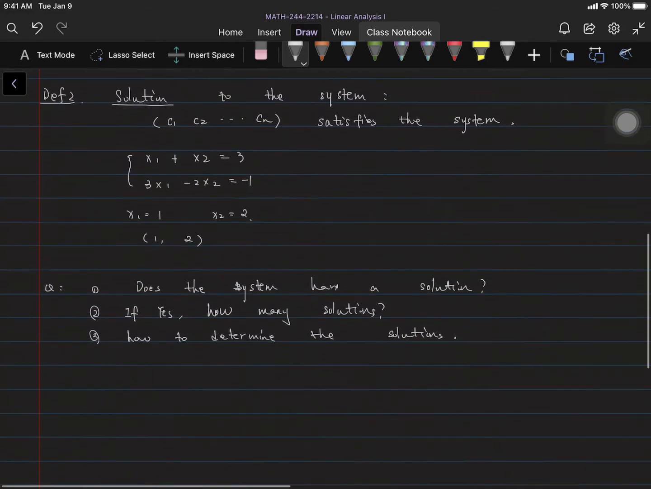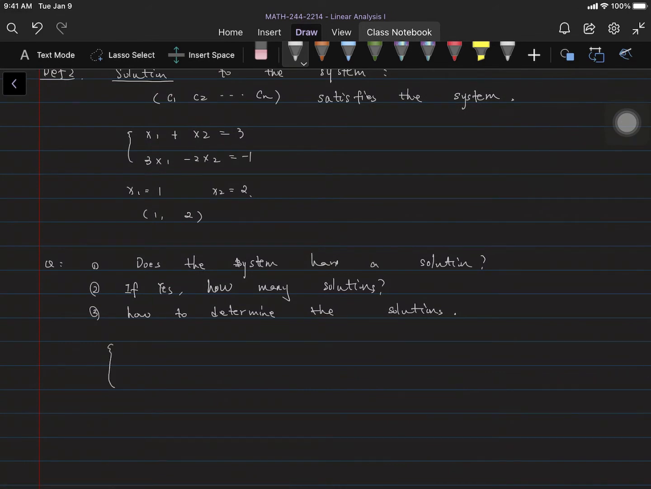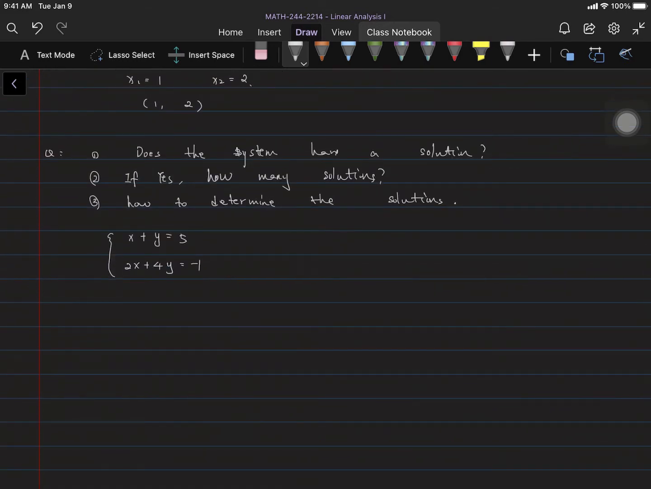Let's take a look at this linear system. For example, x plus y equals 5, and 2x plus 4y equals -1. Let's take a look at those 2 equations. Actually, they both are linear functions, right? If we look at the first one, this is y equals -x plus 5. We can draw the graph of the first function, -x plus 5, something like that. And we can also solve from here.